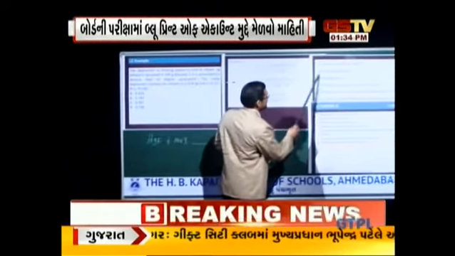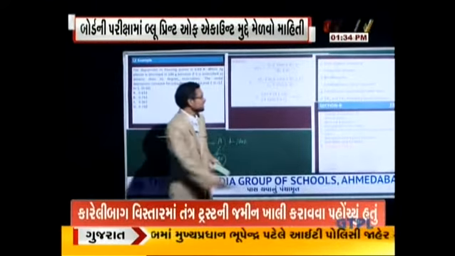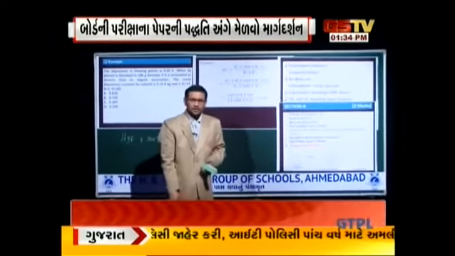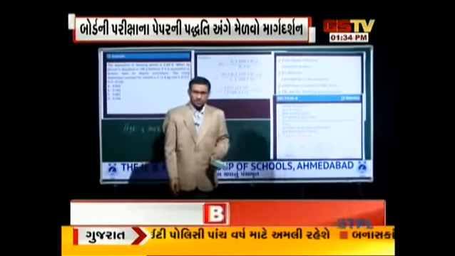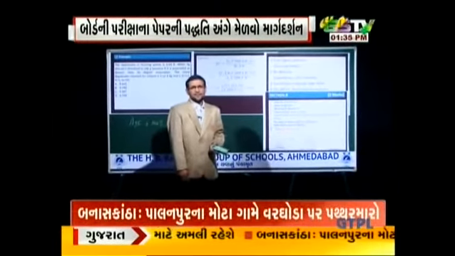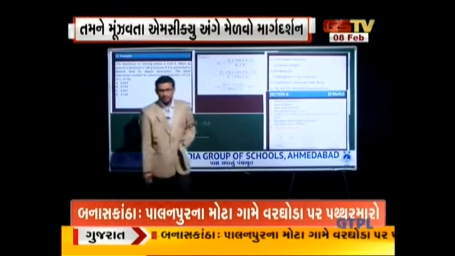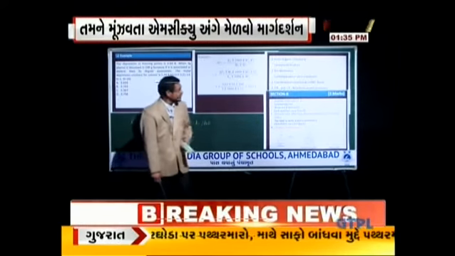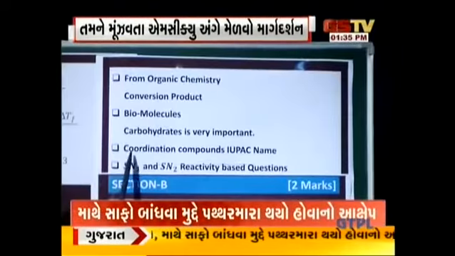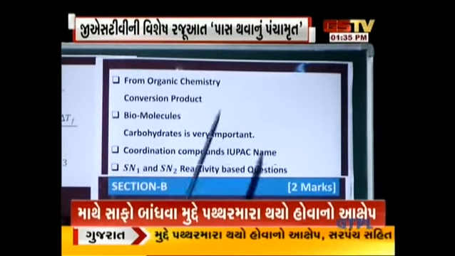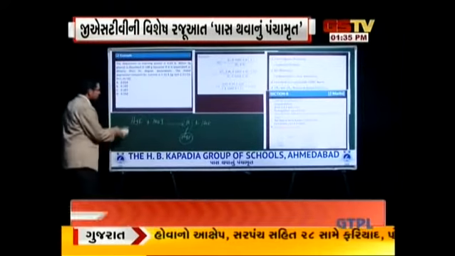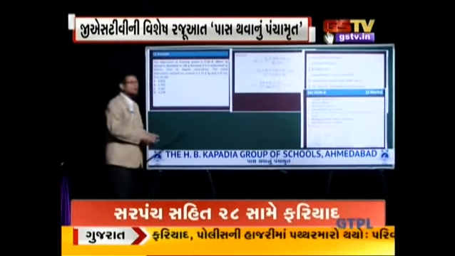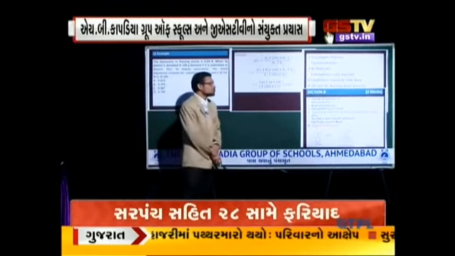Now, in biomolecules, carbohydrates are a very important topic. In carbohydrates, short questions can be asked on glucose and fructose, and mutarotation is important, and protein is very important. Another topic is the coordination compound IUPAC name. To solve the coordination compound IUPAC name, you have to know some rules.